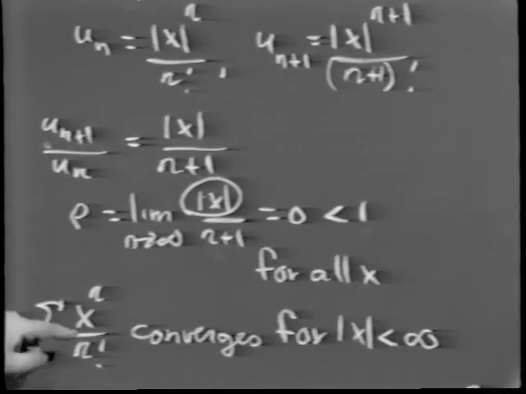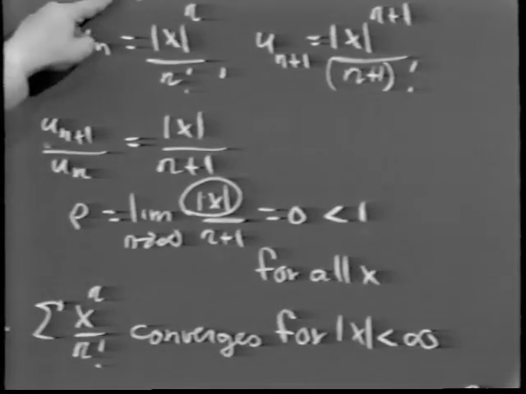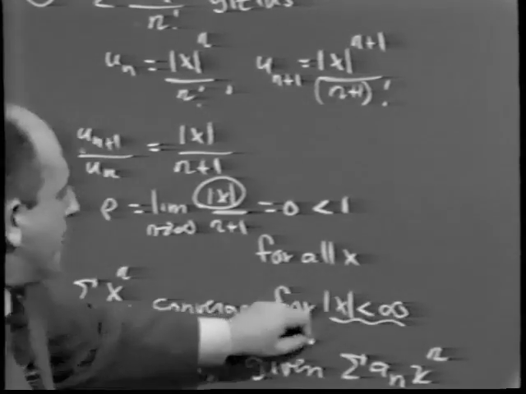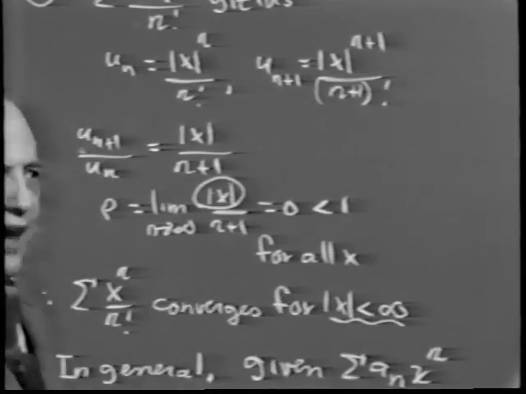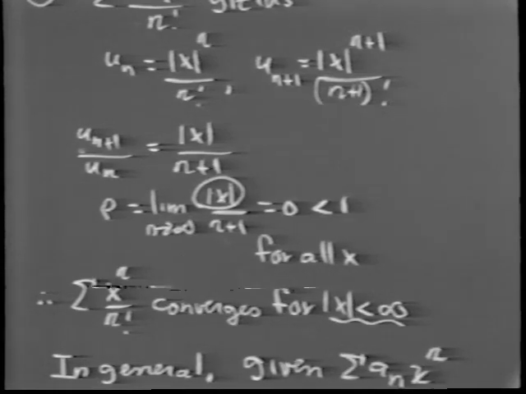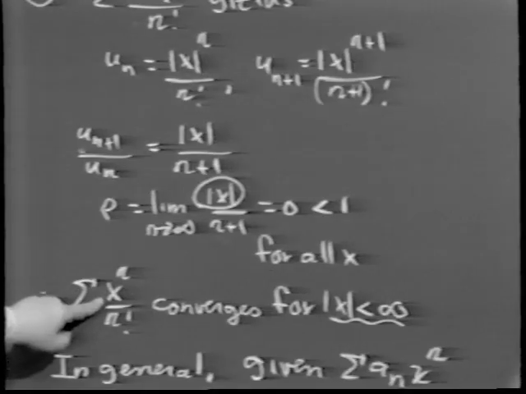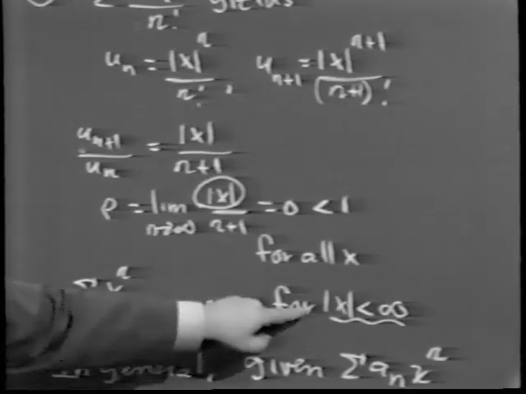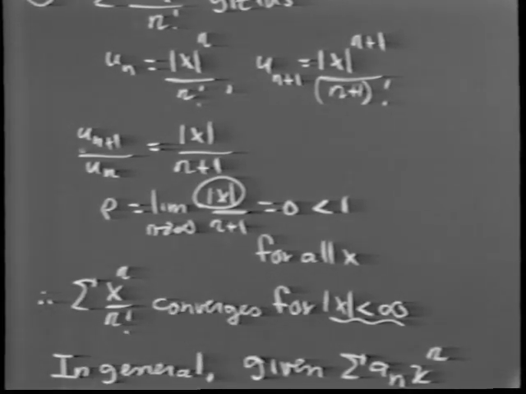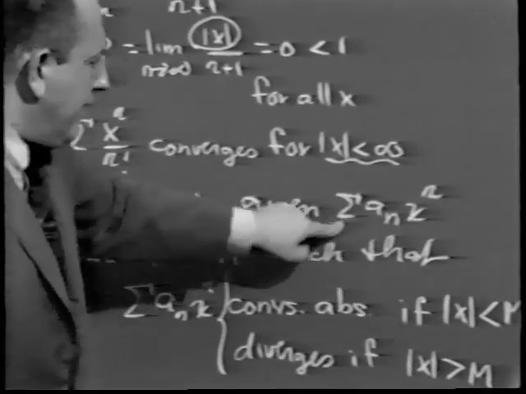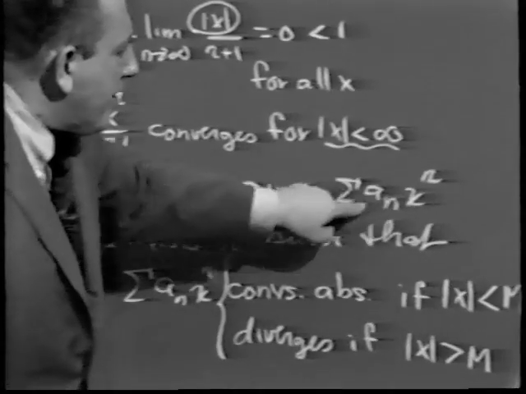In other words, this particular series converges for all real values of x, and we sometimes abbreviate that by saying the absolute value of x is less than infinity. And therefore, the original series, meaning the one without the absolute value sign, would in particular converge also for all real x.